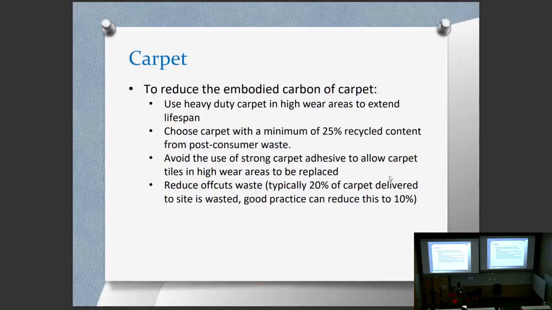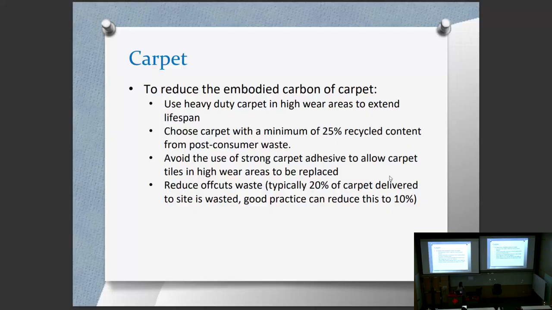So to reduce the embodied carbon of the carpet, okay, we may use heavy-duty carpet in high wear areas to extend the lifespan, and choose carpet with a minimum of 25% recycled content from post-consumer waste. So we may specify in the project specification that the carpet should have a minimum of 25% of the recycled content. And avoid the use of strong carpet adhesive to allow carpet tiles in high wear areas to be replaced.